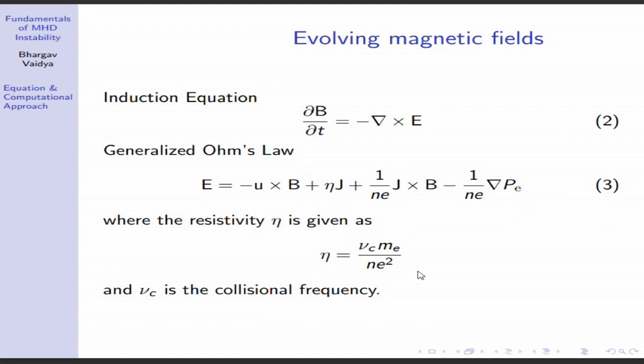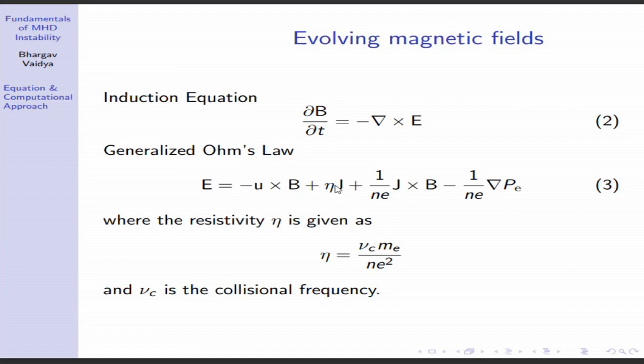When eta will be proportional to the positional frequency, the mass of the electron, and E squared. So this is essentially the eta form, if you write from that. And this expression of the electric field is essentially called a generalized Ohm's law. Okay, it's a generalized Ohm's law.